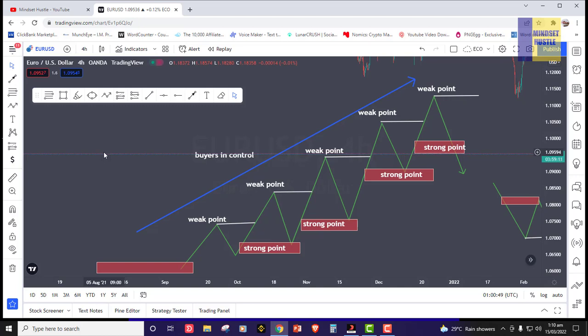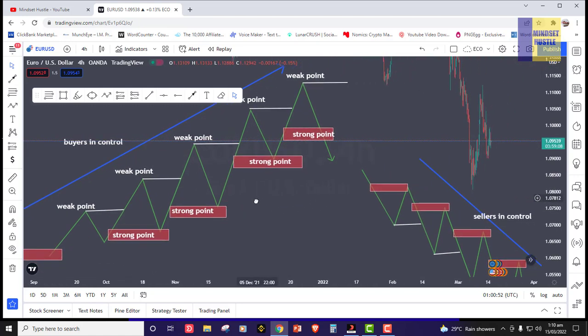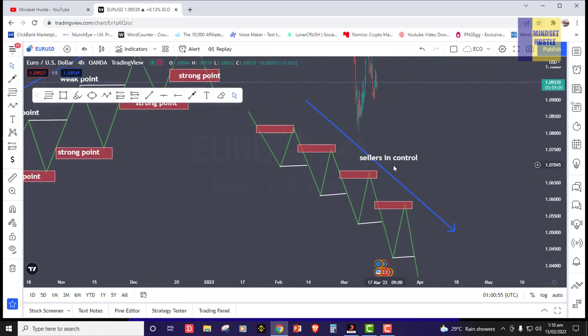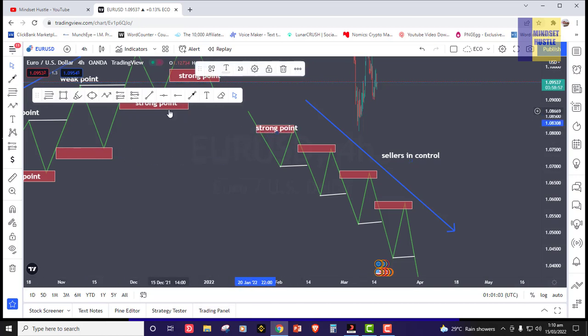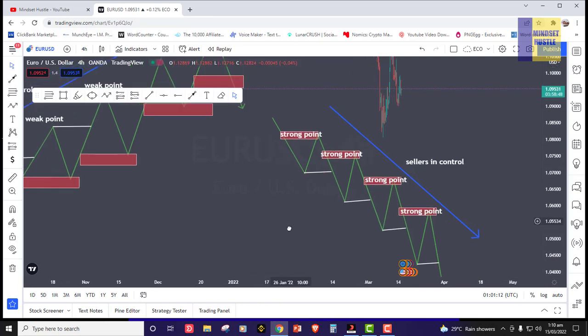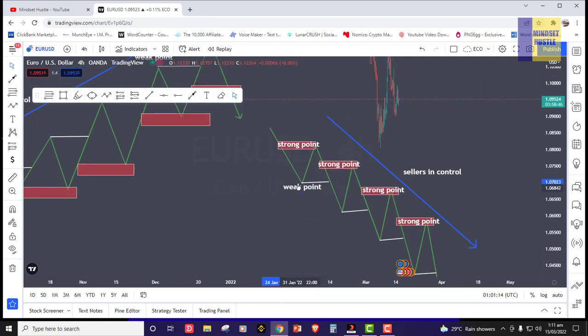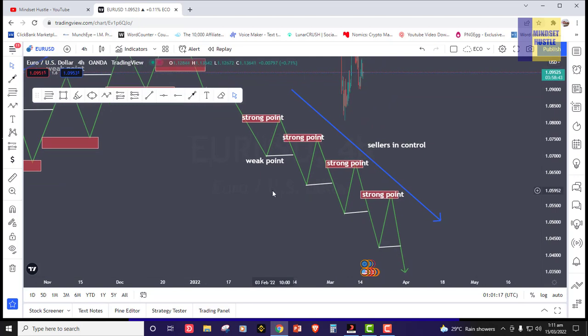All right, guys, so we have seen that of the uptrend. Let's look at that of the downtrend, where the sellers are in control. So in this case, this time, these levels are what? The supply levels are what? The strong points. Okay, the supply levels are at the strong points, and these areas, the lows, now become what? The weak points. So in an uptrend, the highs become weak points and the lows become strong points.